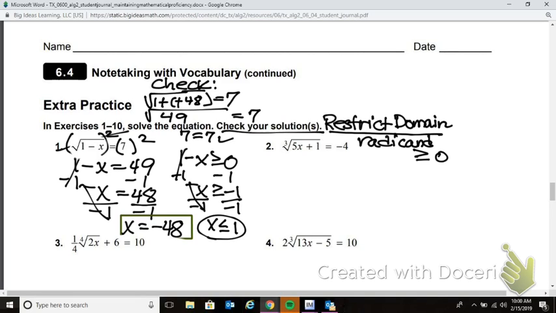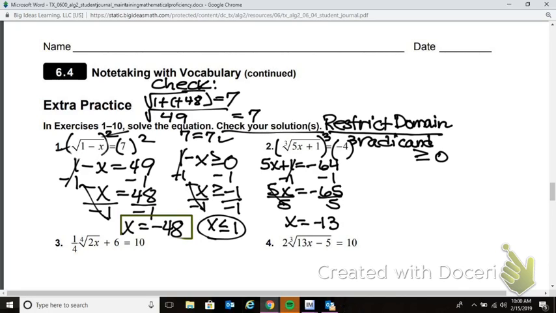Okay, let's look at number 2. We've got the cube root of 5x plus 1. So the first thing we should do is raise our radical expression to the same power as the index, which is a 3, and then we do it on both sides of the equation. So on the left, we're going to get 5x plus 1. On the right, we'll get negative 64. Subtract 1 on both sides. Divide by 5. x is negative 13.